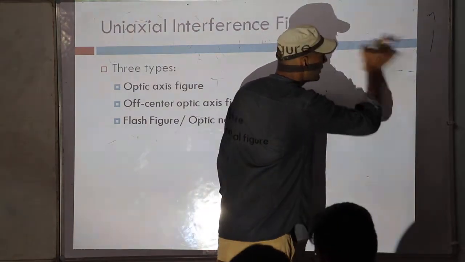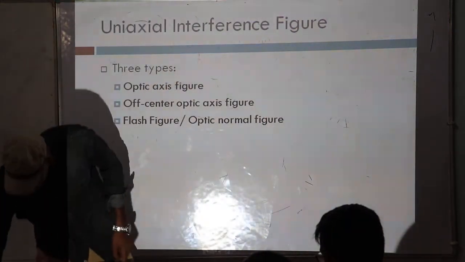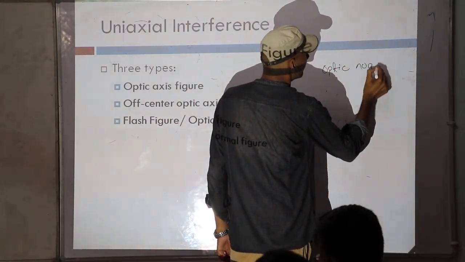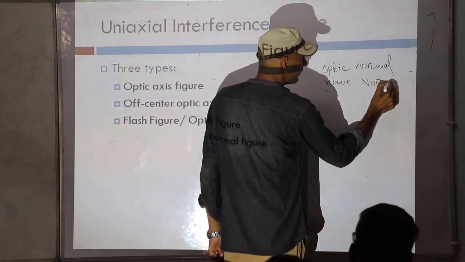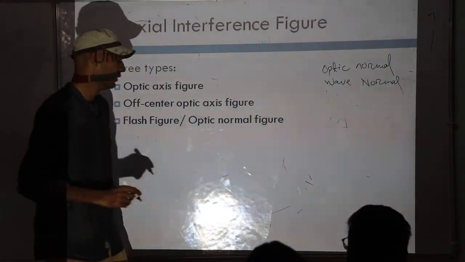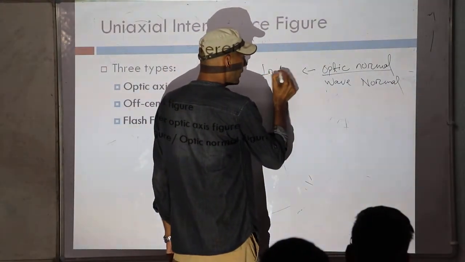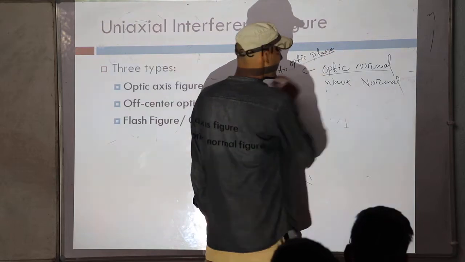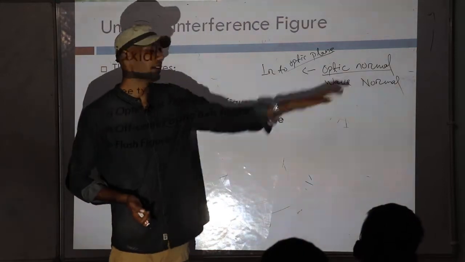So there are two concepts that are not part of this type of uniaxial figure, but let me confirm: what is optic normal, and what is wave normal? Does anyone have the answer? Optic normal and wave normal. Talking about optic normal, that is perpendicular to the optic plane, or perpendicular to the optic axis. Obviously the optic plane will contain the optic axis, so that is perpendicular to the optic plane. That is your optic normal.